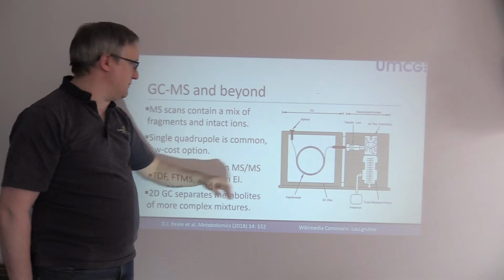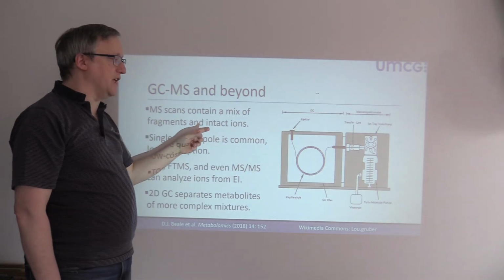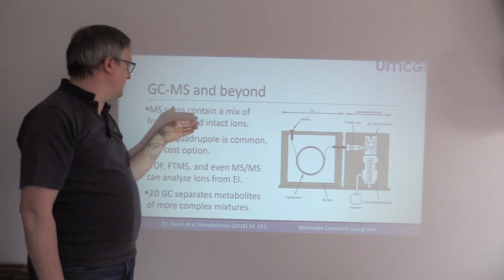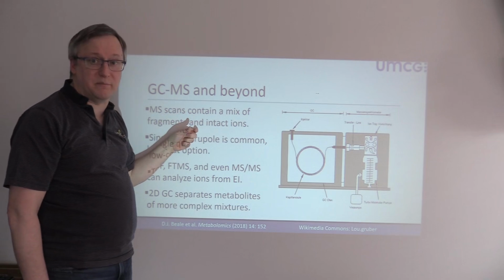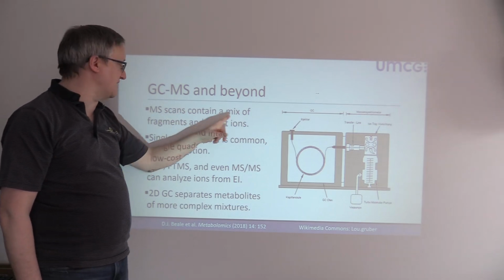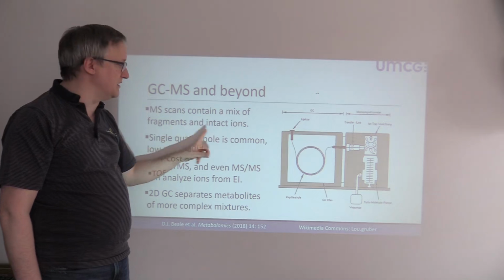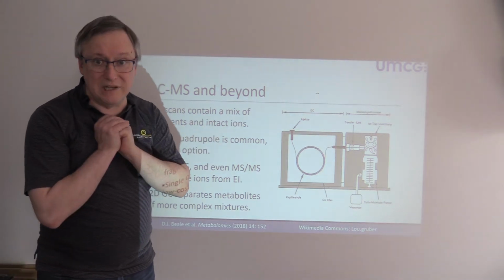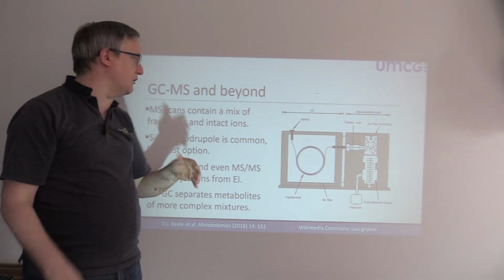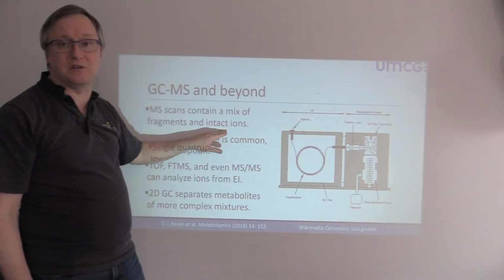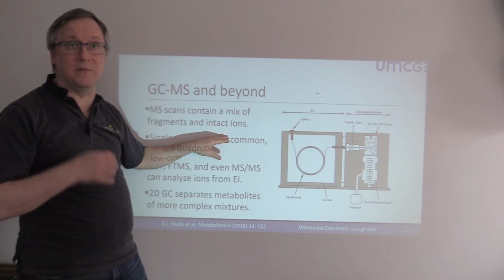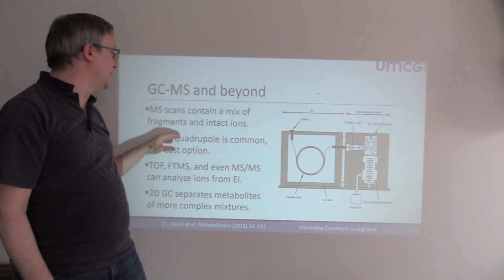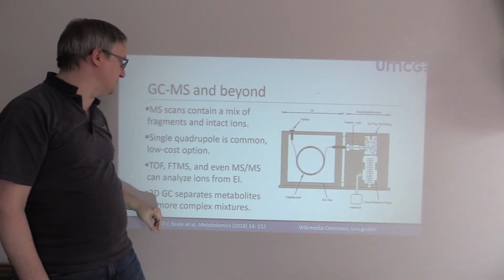This is not the only option, but let's just remember then that the MS scans that we produce from this are going to contain a mix of fragment ions and intact ions. It is possible that electron impact doesn't completely obliterate this precursor after all. So you may have some amount of unfragmented precursor effectively, and the fragments that are produced from it.